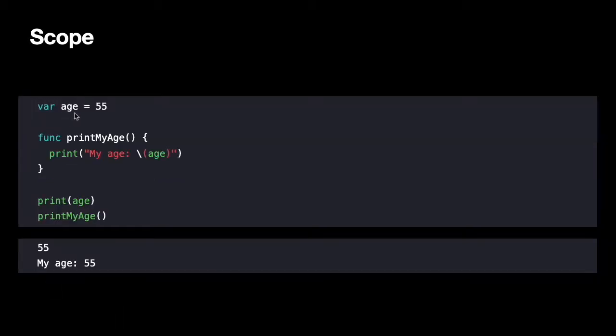Here we create a global variable age. It's available everywhere. We also define a function. Then, as we continue execution of our program, we print age, and we can access age because it is a global variable. And then we execute the function printMyAge. And from within printMyAge, we can still access the variable age because it's a global variable.